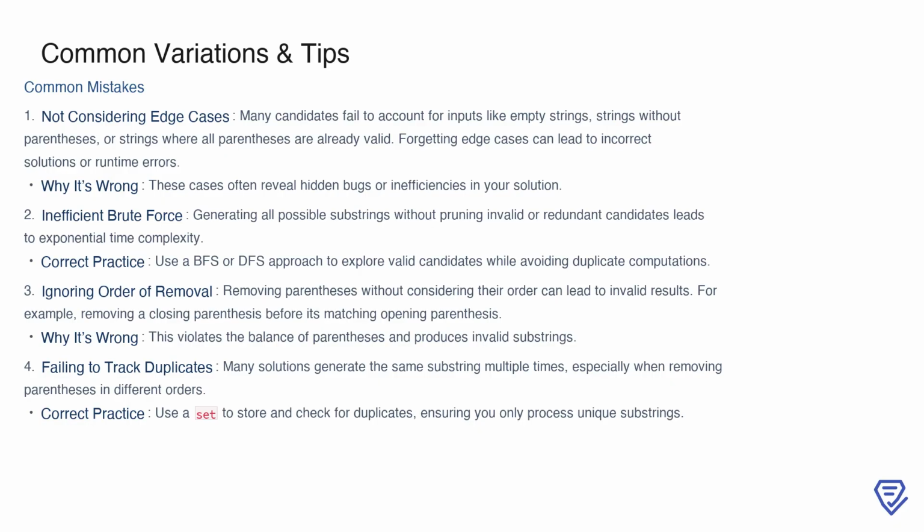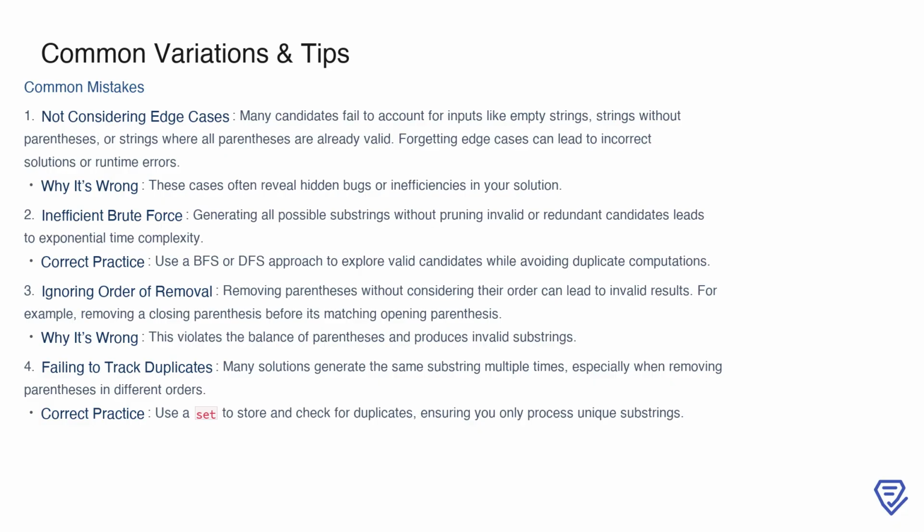This leads to exponential time complexity, which is highly inefficient. Instead, it's crucial to leverage a BFS or DFS strategy that focuses on exploring valid candidates while avoiding duplicate computations. Additionally, many solutions ignore the order of removal when dealing with parentheses, which can create invalid results. For example, removing a closing parenthesis before its corresponding opening parenthesis disrupts the balance, resulting in invalid substrings.